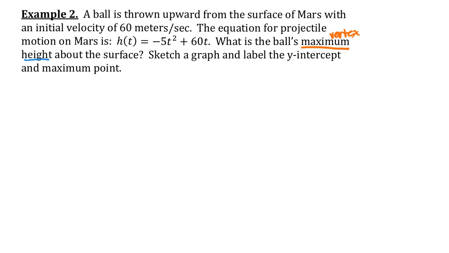Okay, so I need to find the maximum, which is the vertex, and then I need to say the height. It doesn't say I need to say what the time is, but to get the height, I need the time. Okay, so maximum vertex. So h equals negative b. What is negative b? Let's label it. You don't have to label it, but it helps me sometimes. So negative 5t squared, a is negative 5, 60t, b is 60. There's no number at the end, so c is 0. So negative b over 2 times a.